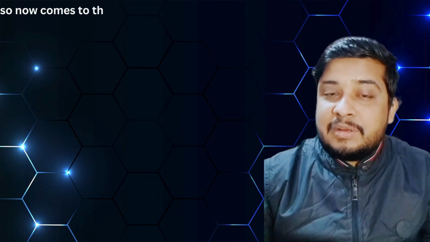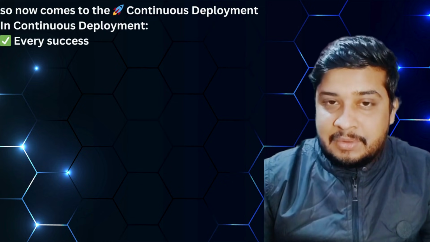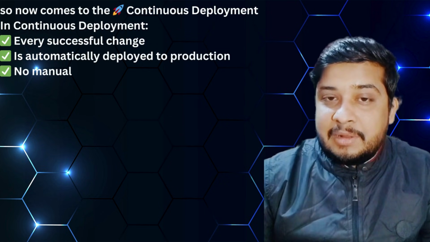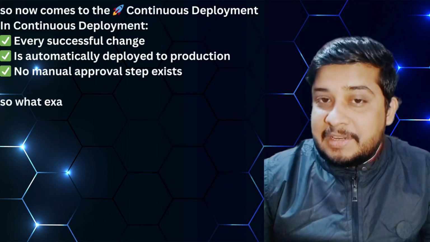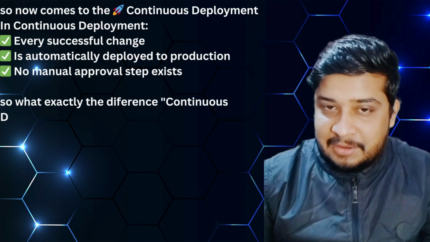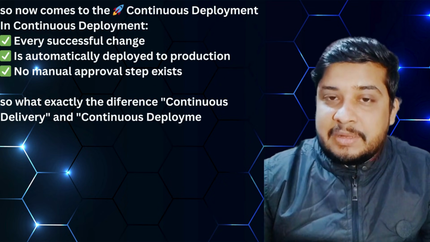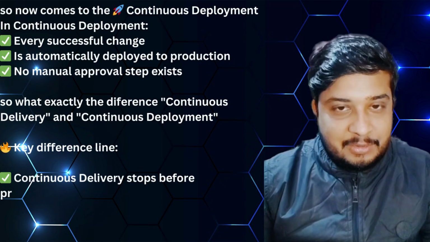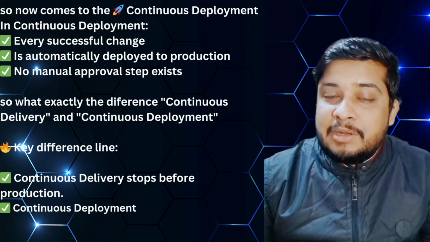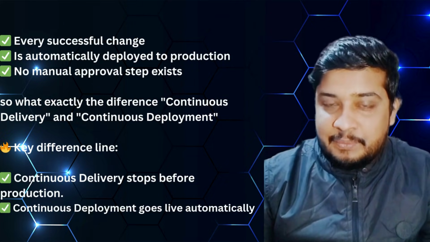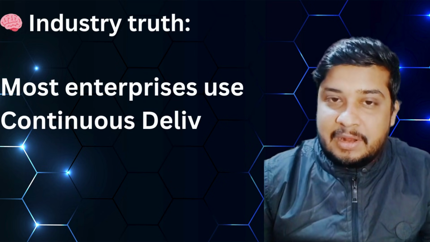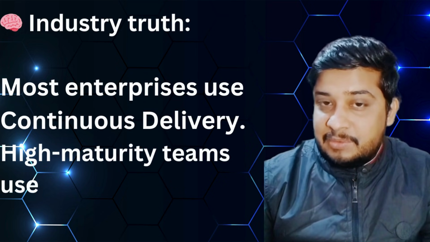Now comes continuous deployment. In continuous deployment, every successful change goes directly live on production, right? There is no manual approval required here. So what exactly is the difference between continuous delivery and continuous deployment? The major difference is that manual approval is required in continuous delivery, and for continuous deployment no approval is required, right? Most enterprises use continuous delivery, and some highly mature teams use continuous deployment.